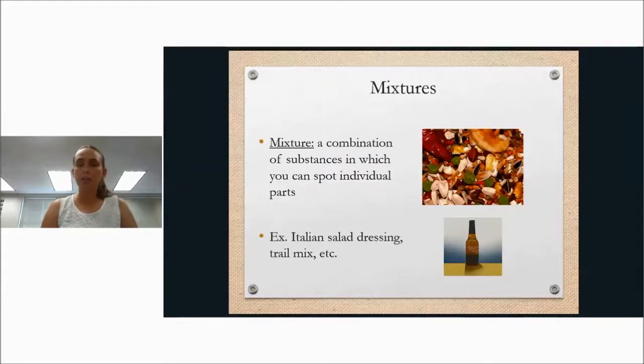Mixtures are a combination of substances in which you can spot individual parts. An example is an Italian salad dressing, where you see the components of it sitting towards the bottom. There you have trail mix, a picture of trail mix, etc. So mixtures are substances where you can see all the different parts.